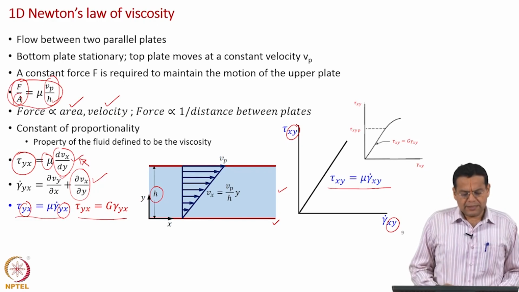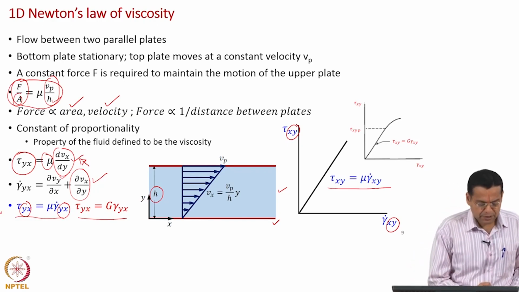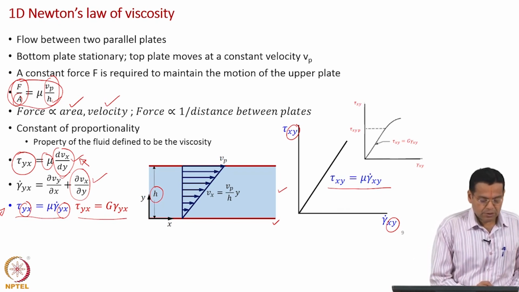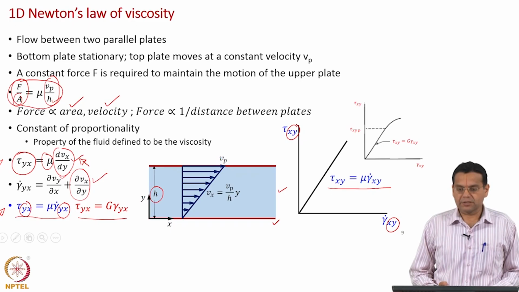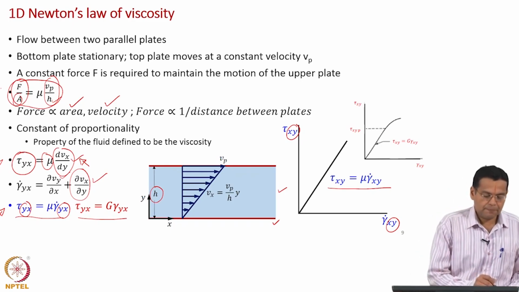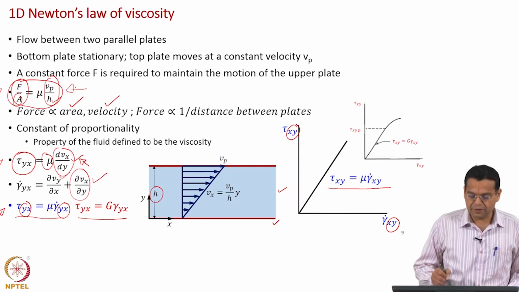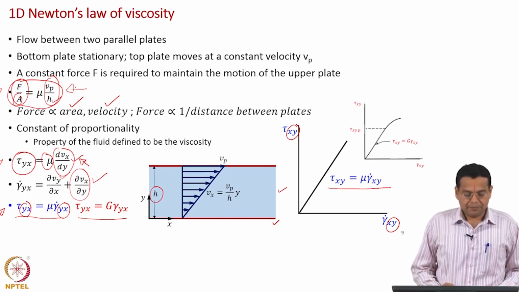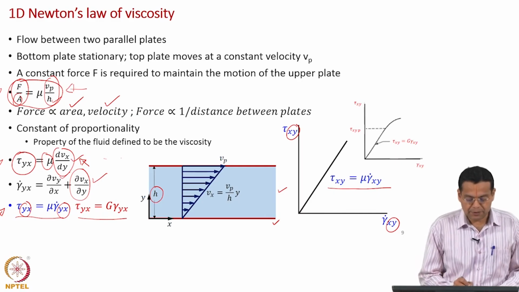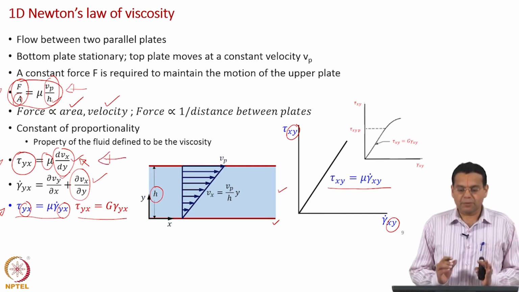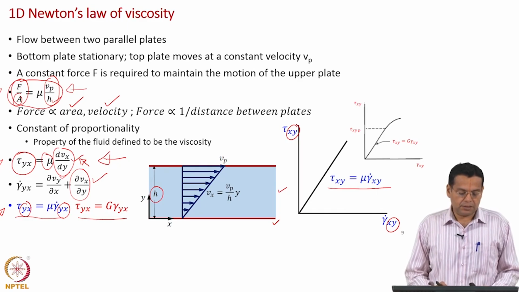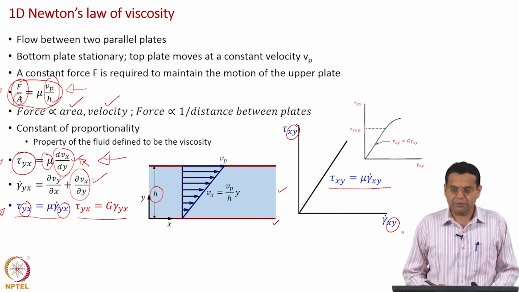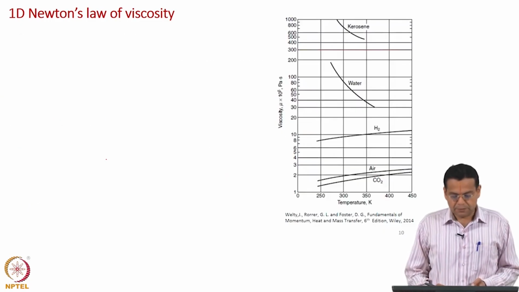This is also a one dimensional form of Newton's law of viscosity. This is also a one dimensional form, and this also, okay. But this one is very much specific for this case. The most frequently written form is this one, okay. This is the form. The moment you come across the one dimensional Newton's law of viscosity, you will come across this form of the equation.